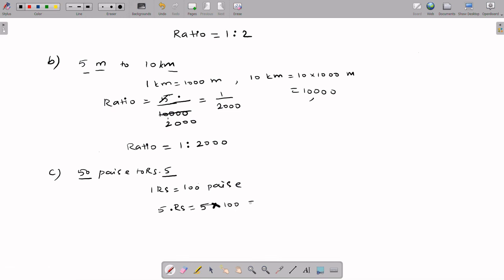So you have 500 paise. So we have to find the ratio. So ratio will be equal to, first you have 50 paise, so 50 divided by, second is 5 rupees. 5 rupees converted into paise becomes 500. So these two terms get cancelled, and 1 time, and this is 1 time 10. So 1 by 10. So the ratio of this will be equal to 1 is to 10.